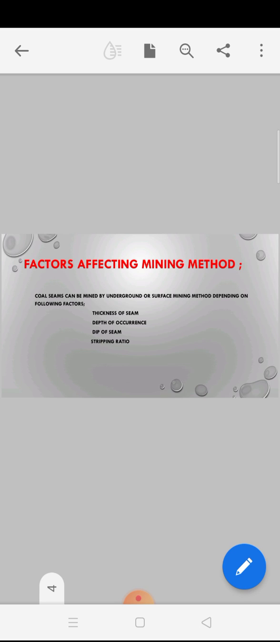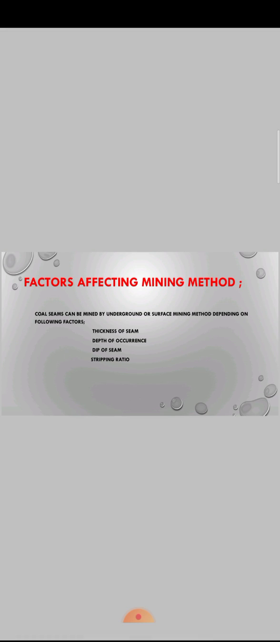Coal seams can be mined by underground or surface mining method depending on the following factors: thickness of seam, depth of occurrence, dip of seam, stripping ratio. Conditions required for board and pillar mining.